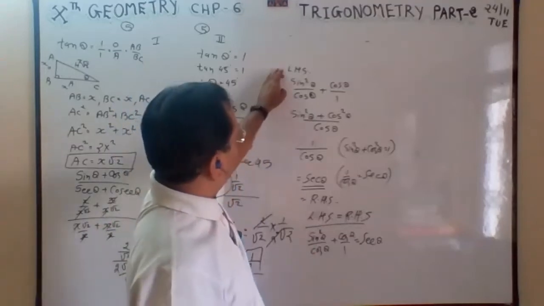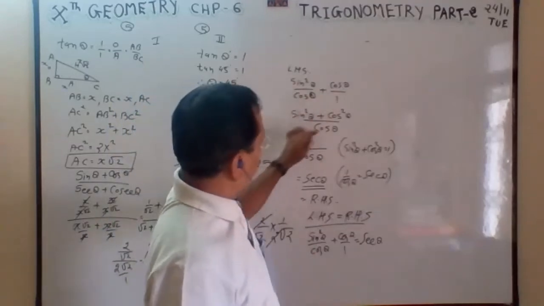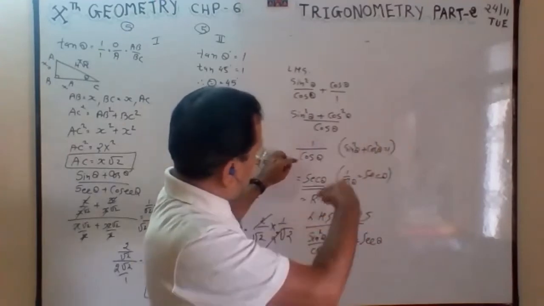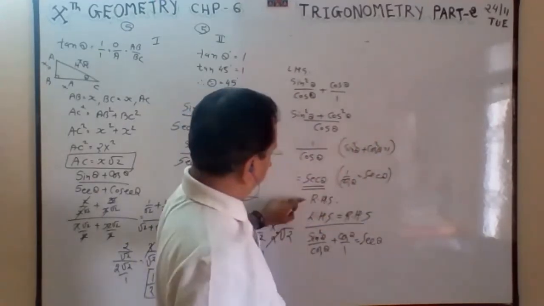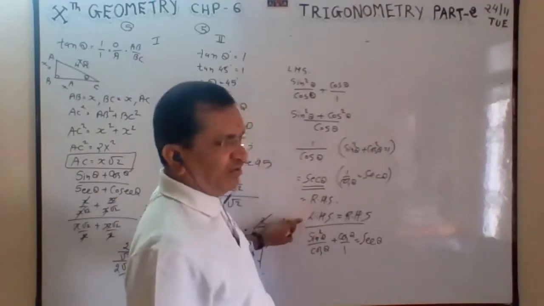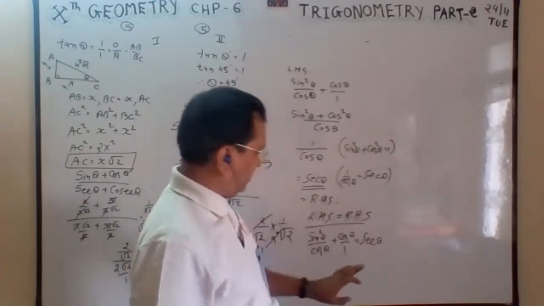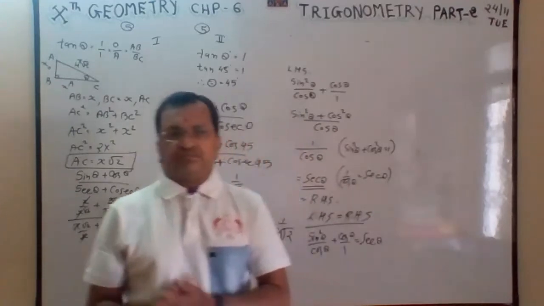So this I have written as left hand side. Then I have made the cross product. Sin square plus cos square is 1. I don't want cos. I want sec. So 1 by cos is equal to sec. That is right hand side. So left is equal to right. Again we have to write, then what is left, what is right. Now it is true.